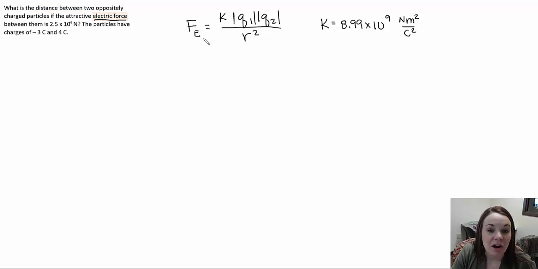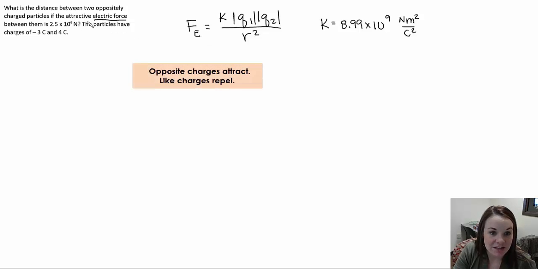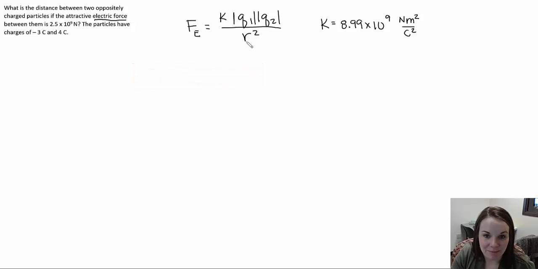Now, if my particles are oppositely charged, they will have an attractive force. So that makes sense. Attractive force, oppositely charged. If they had had the same charge, either both negative or both positive, it would have been a repulsive force. But the equation remains the same.